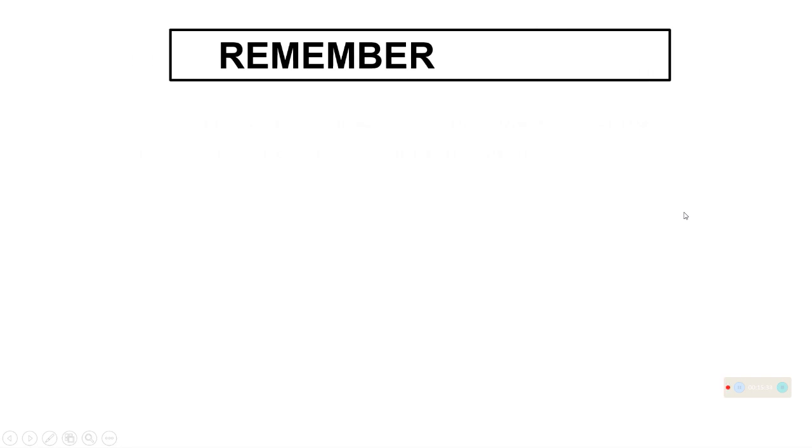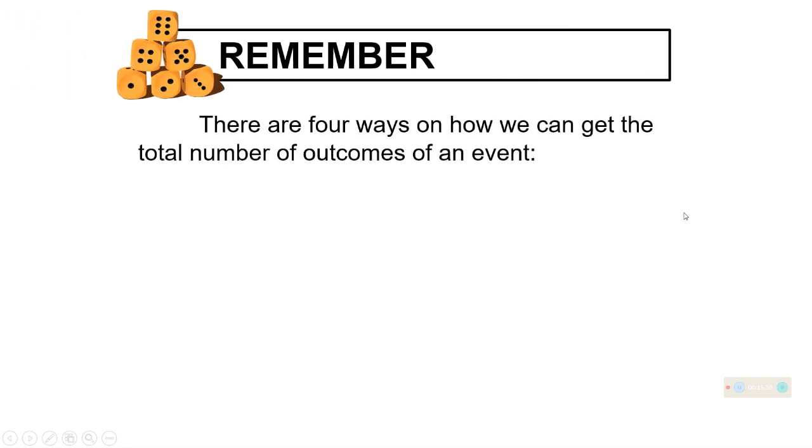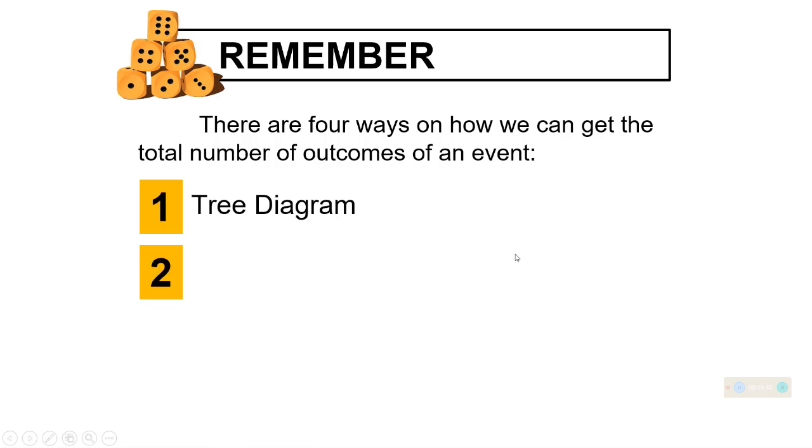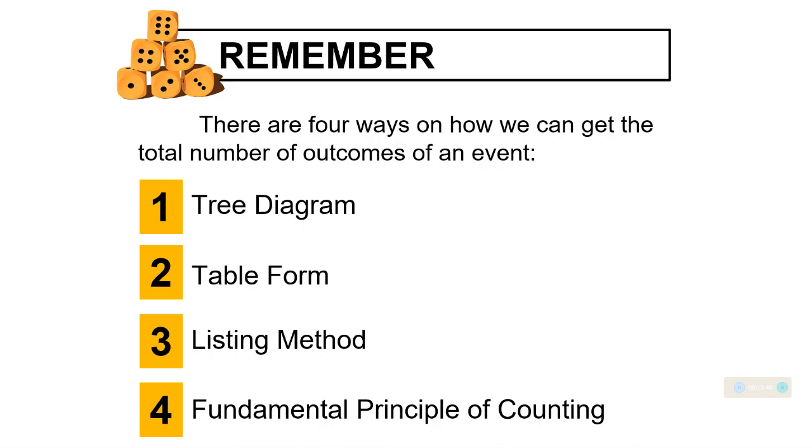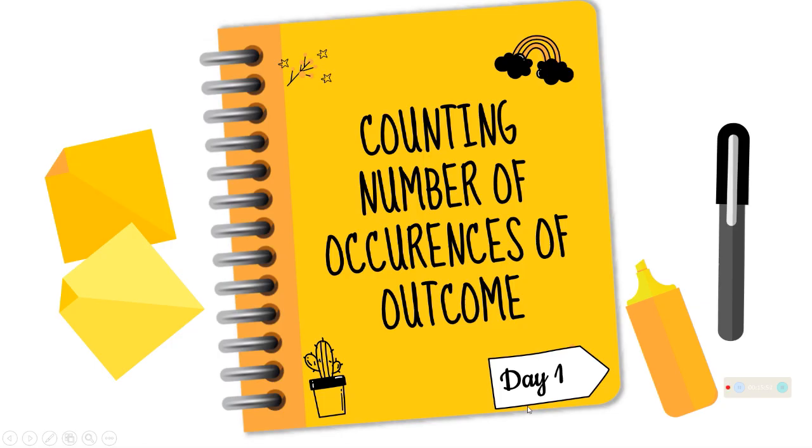So, you have to remember that there are 4 ways on how we can get the total number of outcomes of an event. The first one is using the tree diagram, then the table form, systematic listing or listing method, and the fundamental principle of counting. These are the 4 ways on how you are going to answer the 2 problems that I have given earlier. So, that's all about counting number of occurrences of outcome, part 1.